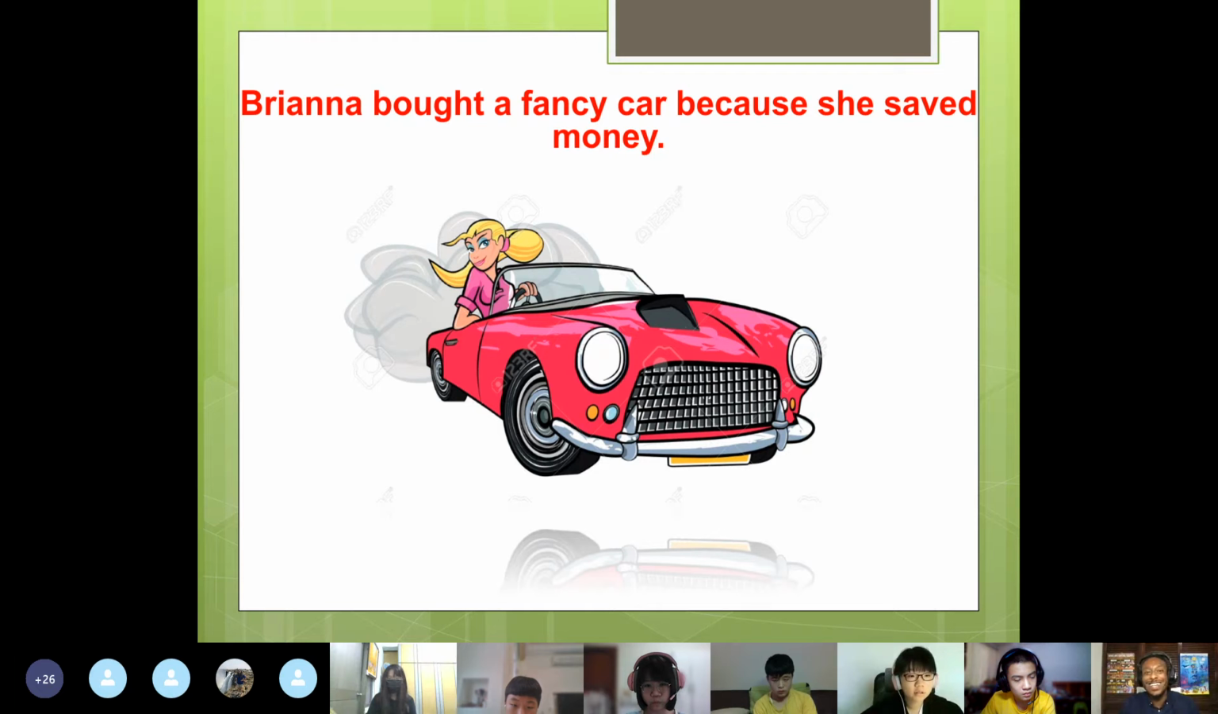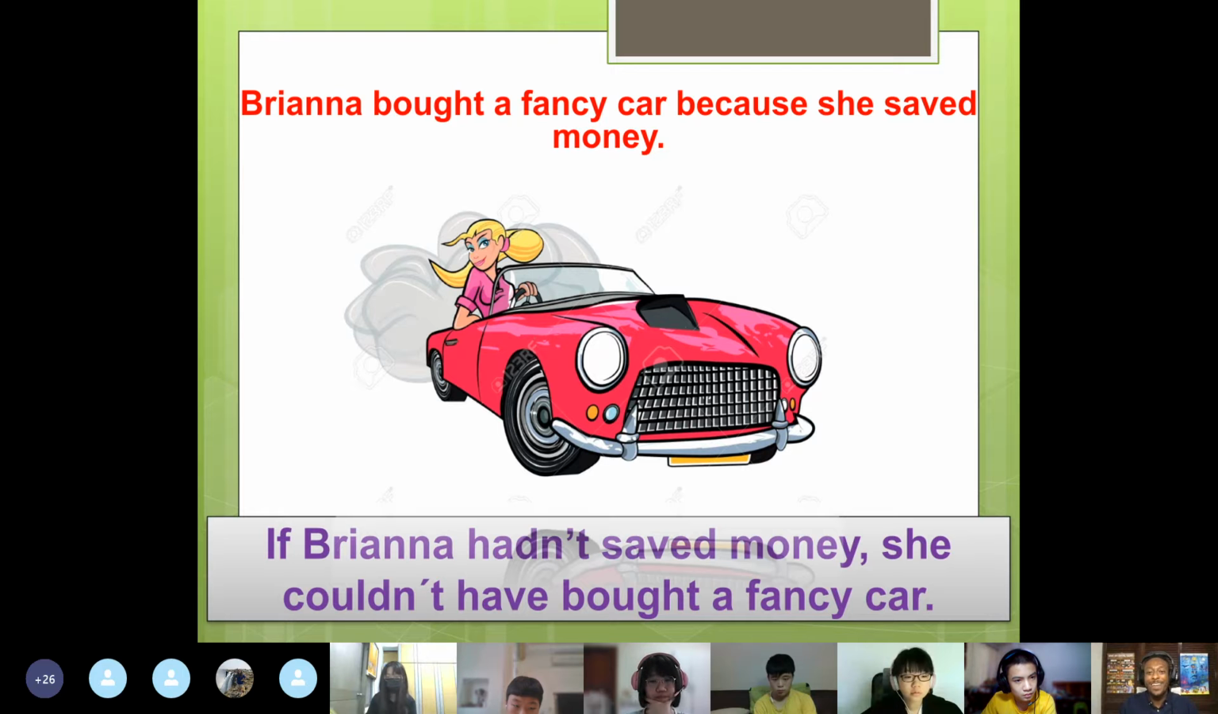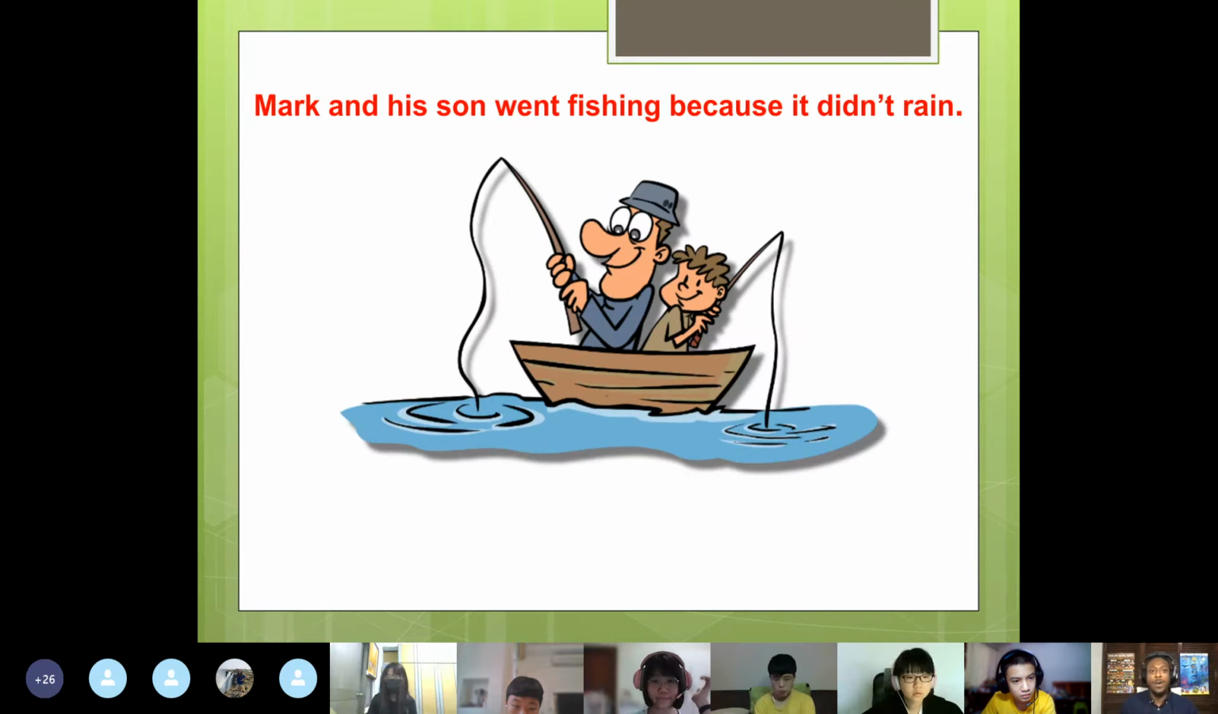Yes, very good. If she hadn't saved the money, she wouldn't have bought a fancy car. That was great. Good job. She couldn't have bought a fancy car. So couldn't, wouldn't. Yeah, couldn't have bought a fancy car. Good job. All right. Mark and his son went fishing because it didn't rain. All right, Eric, what do you think?